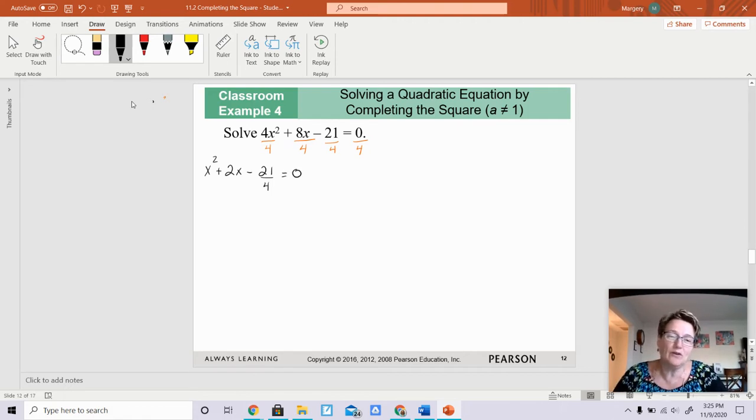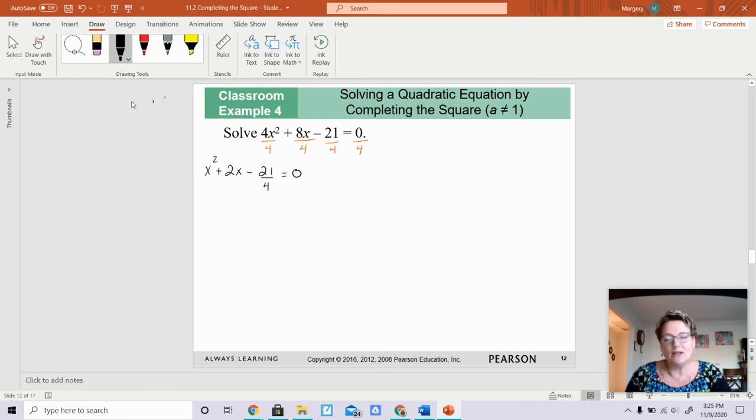Now, the 21 over 4, you do not want to turn it into a decimal. If it does not go into 21 evenly, you just leave it as a fraction. Do not turn it into a decimal. 21 divided by 4, you cannot reduce that. Sometimes, you just want to leave it the way it is.